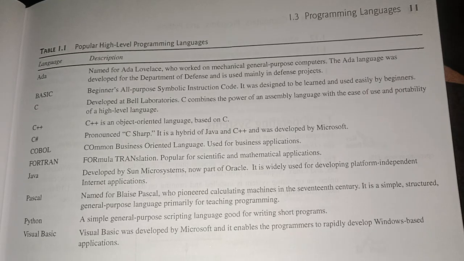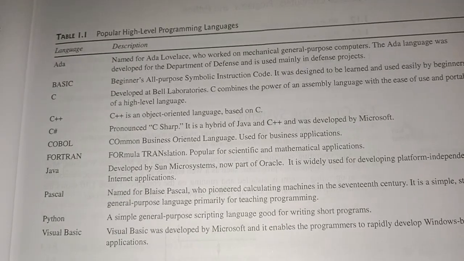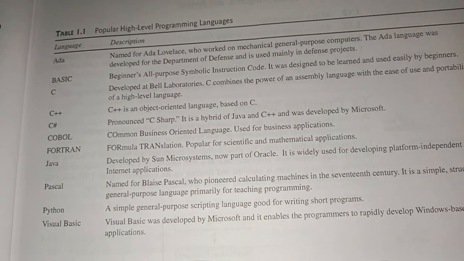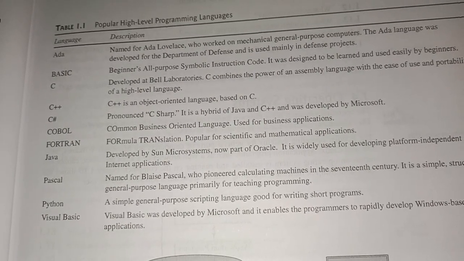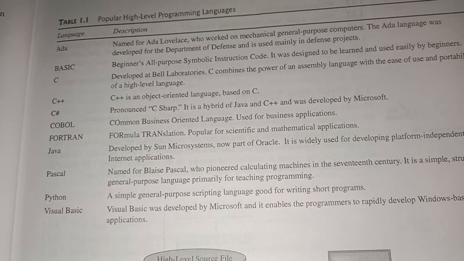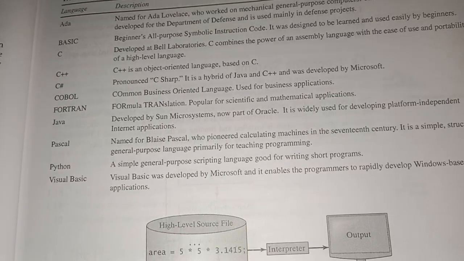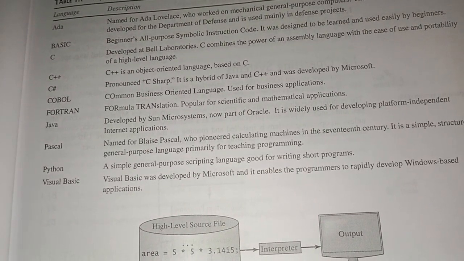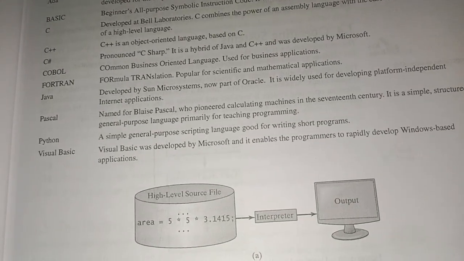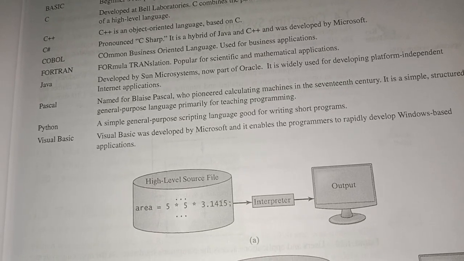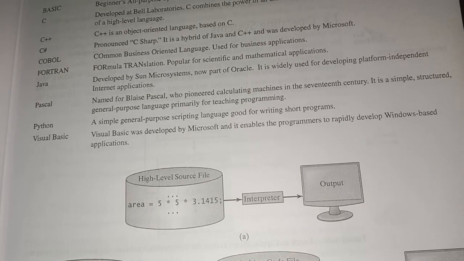Popular high level programming languages: Ada, Basic, C, C++, and C sharp, which is a hybrid of Java and C++ and was also developed by Microsoft. COBOL, common business oriented language, is used for business applications. Fortran, Java, Pascal, Python and Visual Basic. Python is a simple general purpose scripting language good for writing short programs.